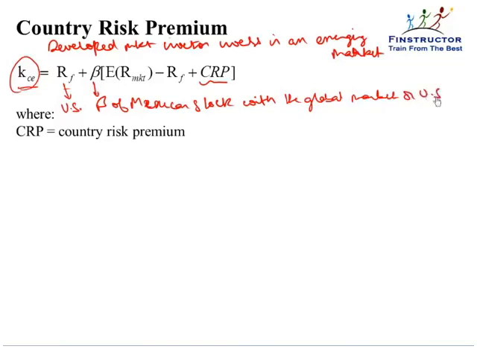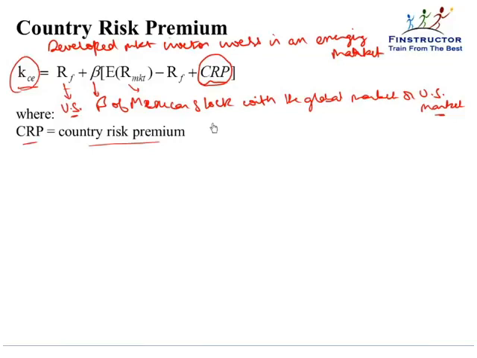So if he's a US investor, then he may use the US risk-free rate and the beta with the US market. The expected return on the market will again be the global market if he's a global investor, or the US market if he's the US investor. He will additionally add a country risk premium to account for the additional risk that comes because he's investing in an emerging market, in Mexico. So CRP stands for country risk premium.